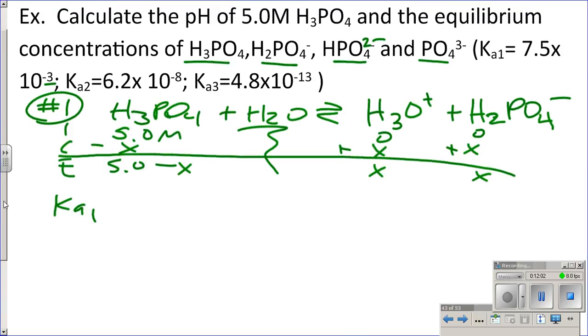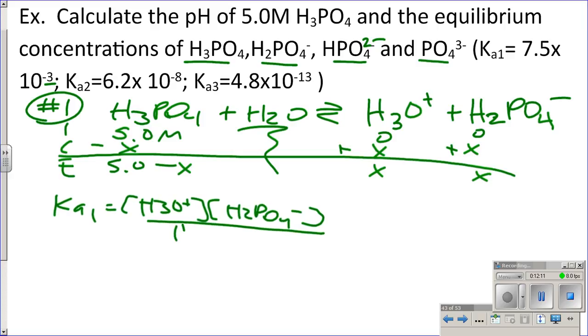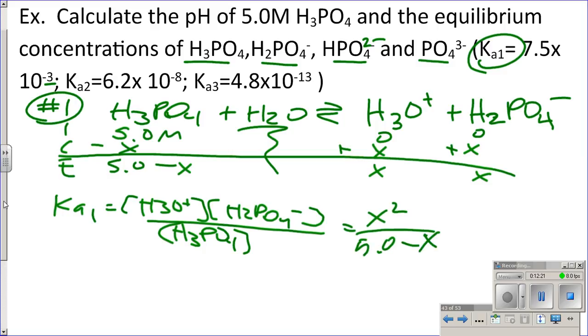All right, so the Ka1 expression is hydronium times H2PO4 1 minus over phosphoric acid, which equals that thing right here. Therefore, we have x squared over 5.0 minus x. What do you guys want to try to do with that x? Neglect. This is where my different colors come in, because I need to prove that it's okay to neglect x. I have these calculations over there. X squared over 5.0 is equal to 7.5 times 10 to the negative 3.